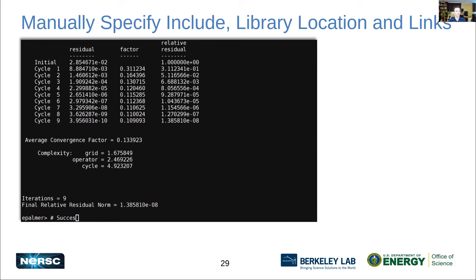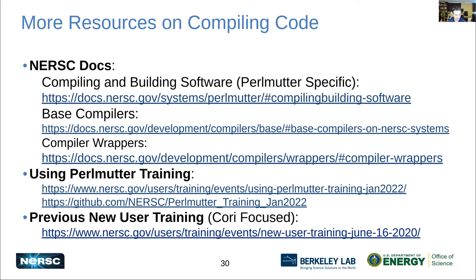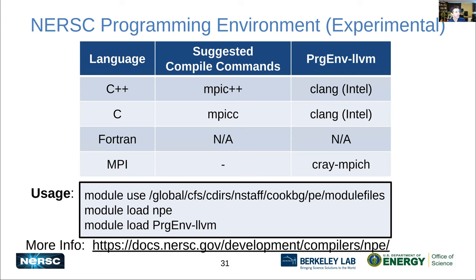Okay, so I hope those examples are helpful, but obviously compiling can be much more complex depending on your exact specific use case. So I leave these additional resources with you. The other thing to mention is the LLVM programming environment is also available on Perlmutter. At this point, it's still experimental. So if you want to load it, you have to do this first step: module use to this location, then module load, and then you can get into this LLVM programming environment.